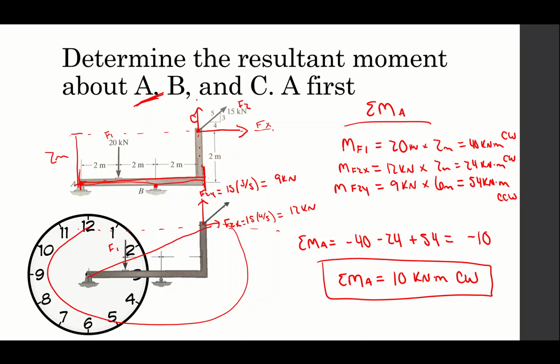Why is it negative 40? Because we're talking about this force here. Okay, we had a distance of 2, the magnitude was 20, and if we let that arrow go, it would swing around clockwise, making it negative. Okay, so I'm taking all of these and I'm summing them straight up in this equation here.